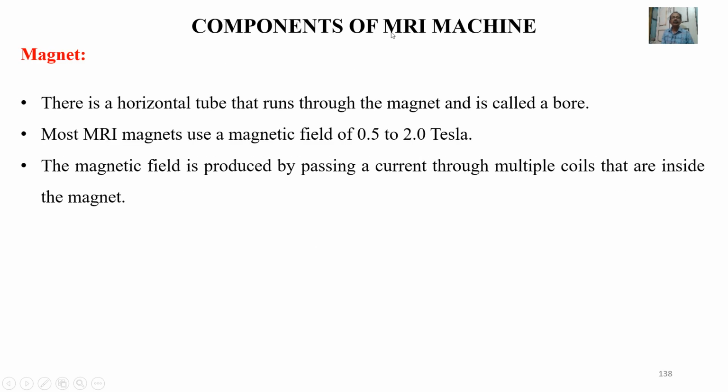Components of MRI machine. Magnet. There is a horizontal tube that runs through the magnet, called a bore. Most MRI magnets use a magnetic field of 0.5 to 2 Tesla. The magnetic field is produced by passing a current through multiple coils that are inside the magnet.